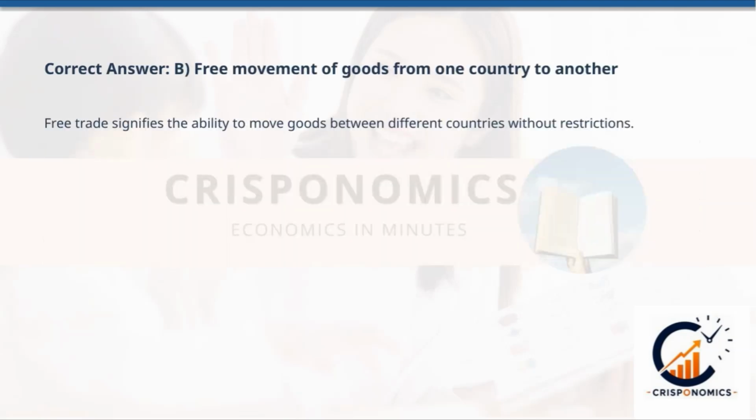Free trade means goods can move freely across borders without barriers or restrictions. It's about allowing products to flow from one country to another without tariffs or limits getting in the way. This openness encourages commerce, competition, and cooperation on a global scale. So, when we talk about free trade, we're really focusing on the free movement of goods between nations.